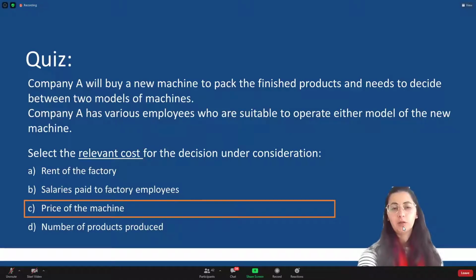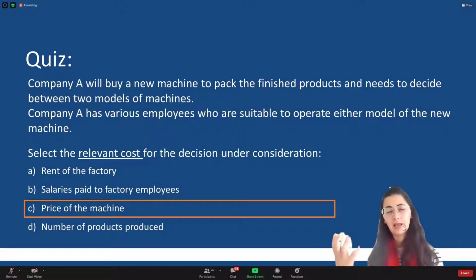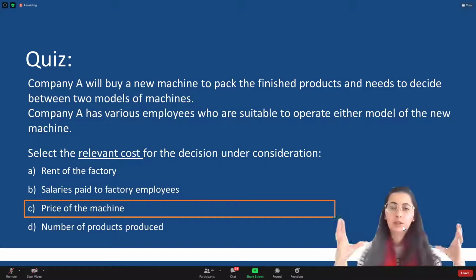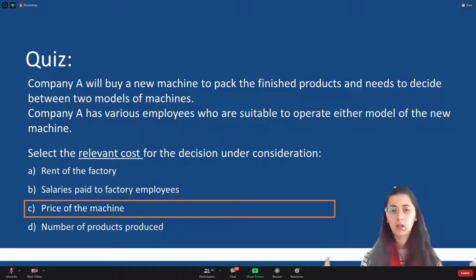But number of products is not a cost. Okay, it would be relevant for the decision, but is not a cost. Number of products is just a feature that is relevant to take into consideration, but is not a cost. But it's relevant if we are looking at it as the capacity of the machine. But here we're just saying the number of products produced, like how much the company produces independently of the new machine, old machine, of the two machines they were looking to buy.